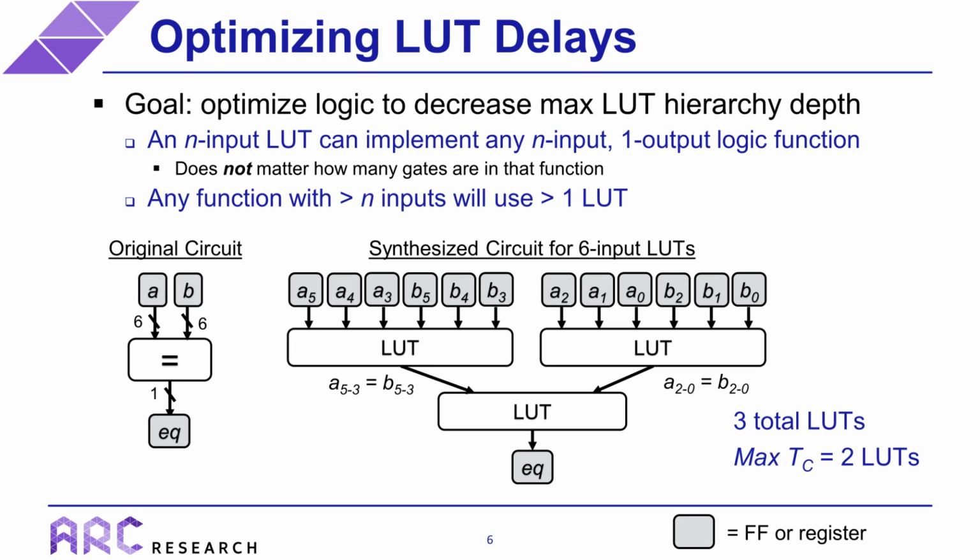But more importantly, for timing optimization, it creates a maximum cell delay through 2 lookup tables between the flip-flops, which could potentially cause a timing violation. So we want to see if we can reduce that maximum cell delay from 2 lookup tables down to 1 lookup table.